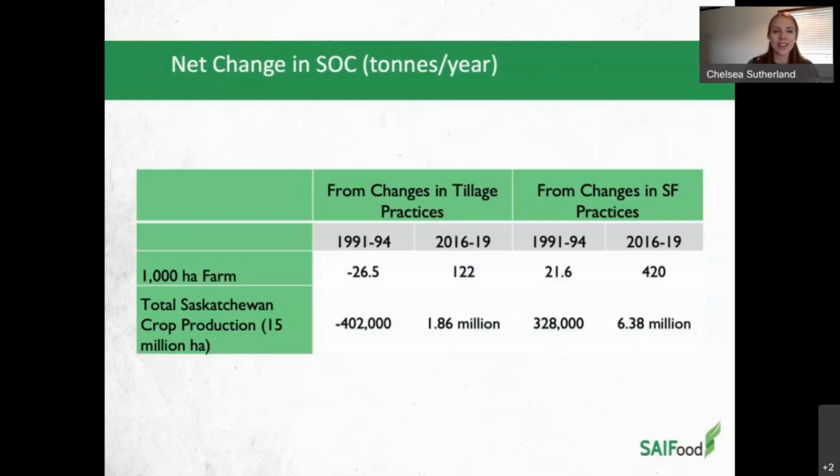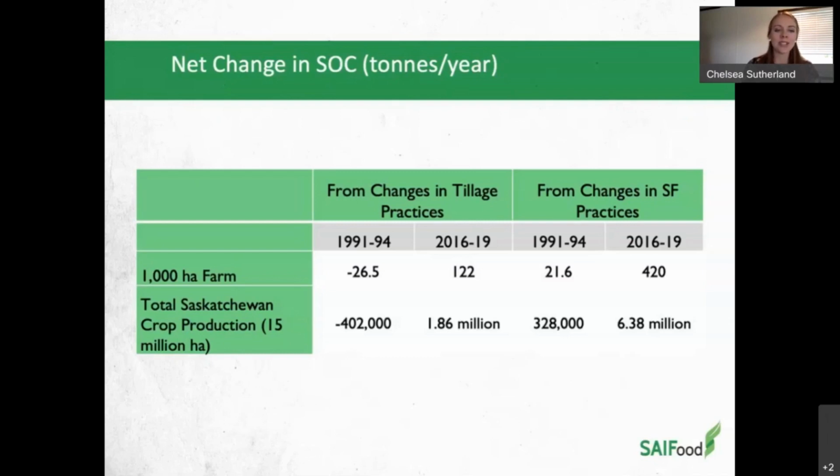So if we consider a 1,000 hectare farm, typical in Saskatchewan, in the early 90s, this farm was actually emitting about 26.5 tons of carbon per year from their tillage practices. By 2016 to 2019, however, this farm was sequestering 122 tons per year as they adopted conservation tillage. In the early 90s, this farm was also sequestering about 21.6 tons of carbon per year as they began to reduce their summerfallow practices. But by 2016 to 2019, this had increased to 420 tons per year from this farm as they eliminated summerfallow completely.